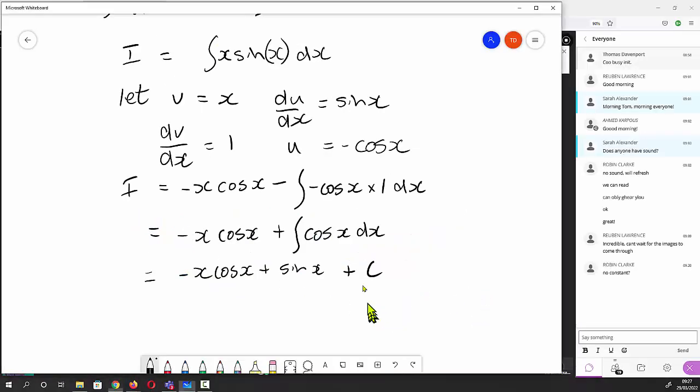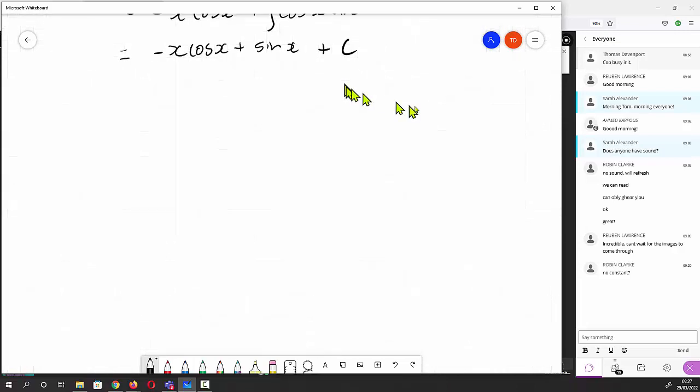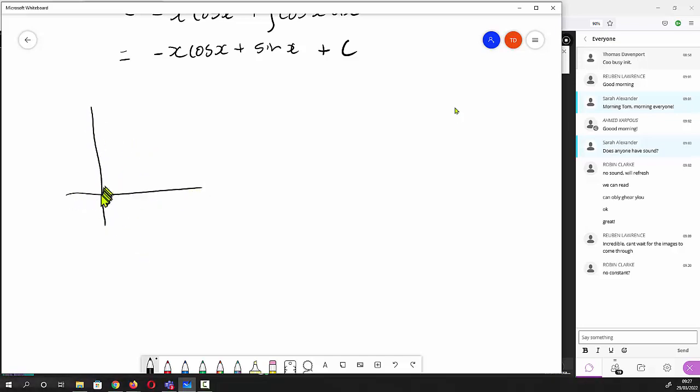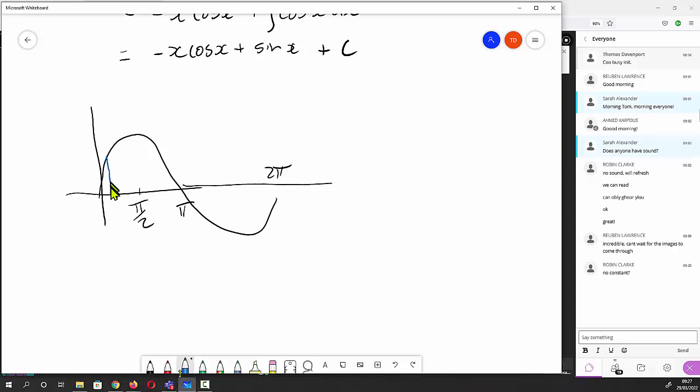So far we've been adding a constant to the end of all our answers because there is a constant of integration and we don't know what it is. Other times we will take something like, let's take a sine wave, which looks something like that. This is 2 pi, this is pi, and this is pi over 2. And we may want to integrate it from one point to another point.